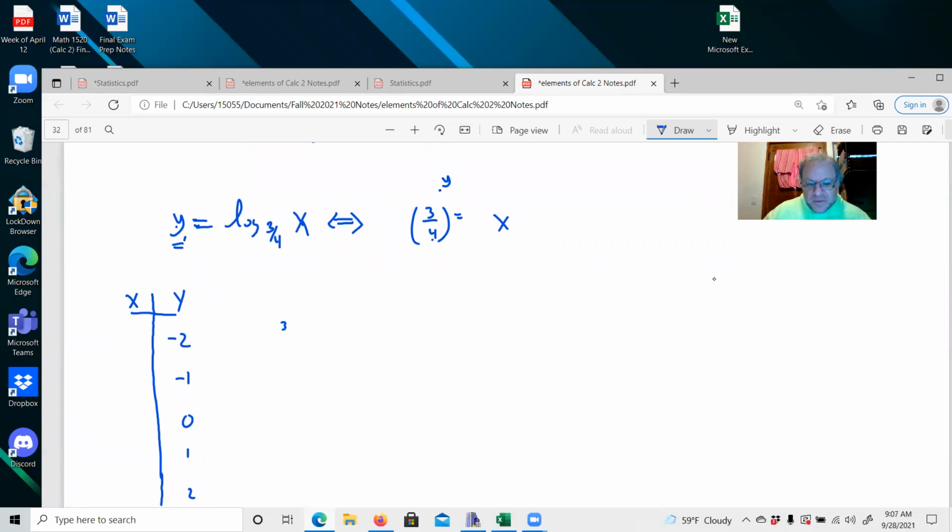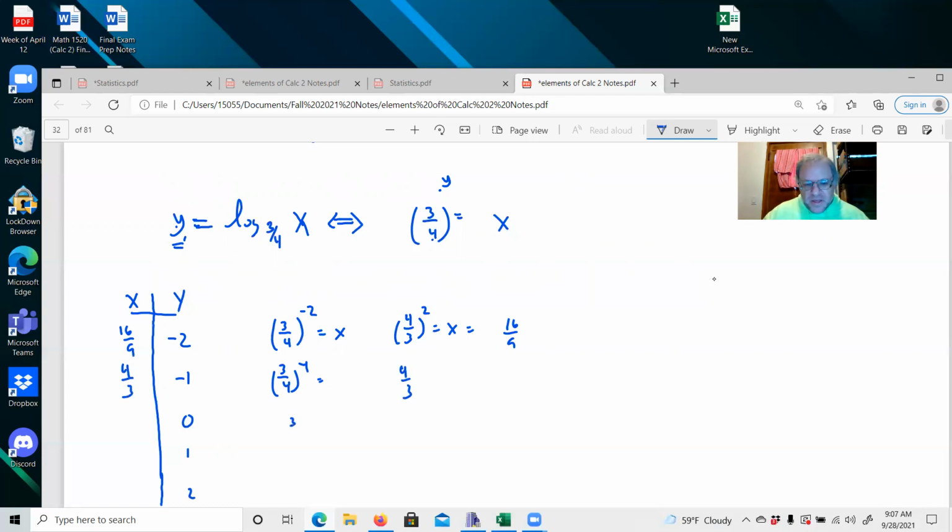So we want 3/4 raised to -2 is equal to x here. So this is going to be (4/3) squared is equal to x, which is going to be 16/9. Okay, 8/16 would be half, so 9/16 would be a little bit more. Here we have (3/4)^-1. This is just going to be 4/3.